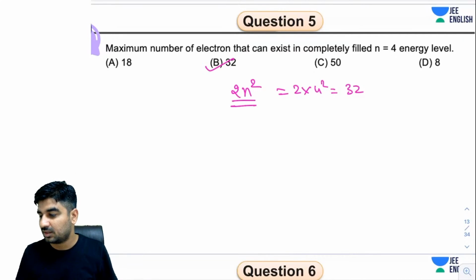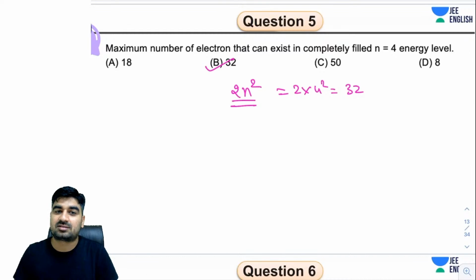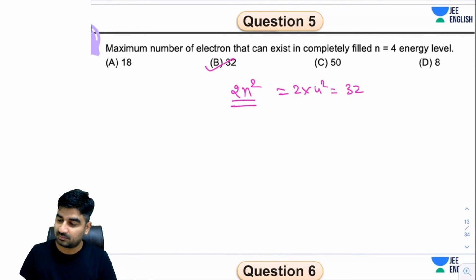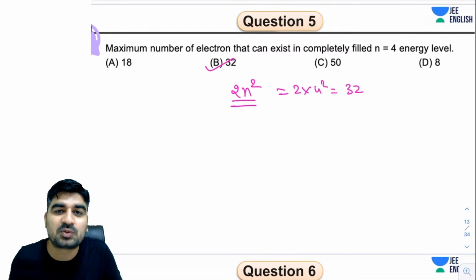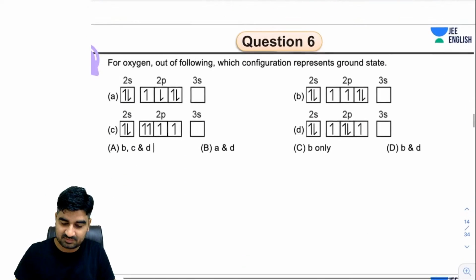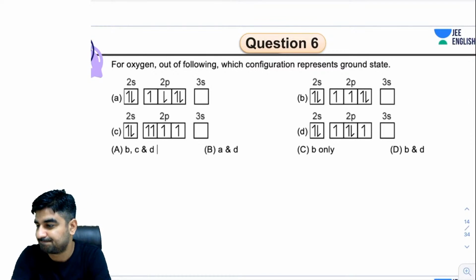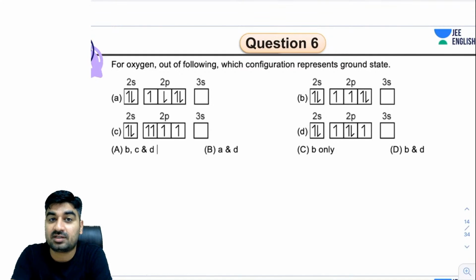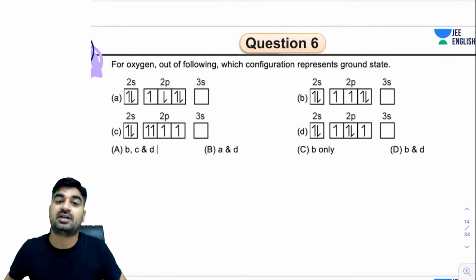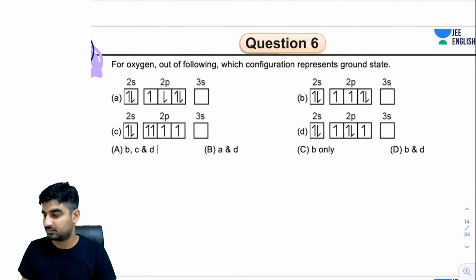Yes, the answer is B. Ujjwal, it's wrong. Maximum number of electrons in the nth orbit, I showed you in the first lecture itself. Just go through my first lecture. So now let's move to the next question, question number 6. Solve it. For oxygen, out of the following, which configuration represents the ground state? Which one is the ground state? Very easy question, just 30 seconds.